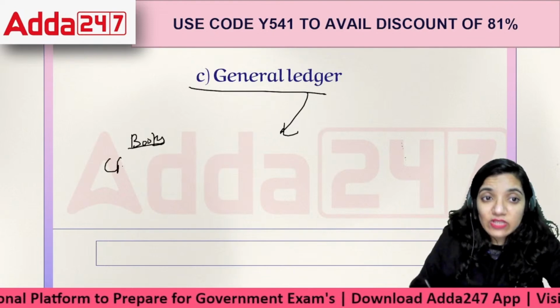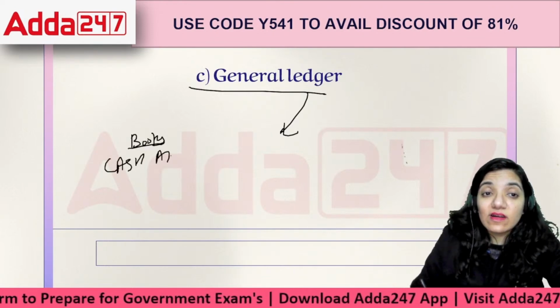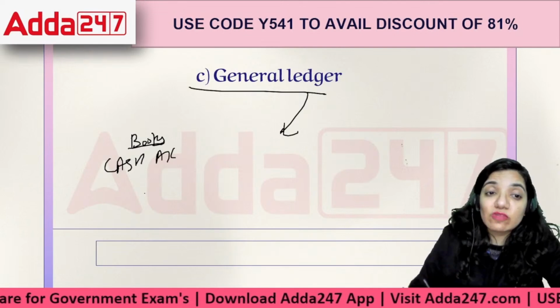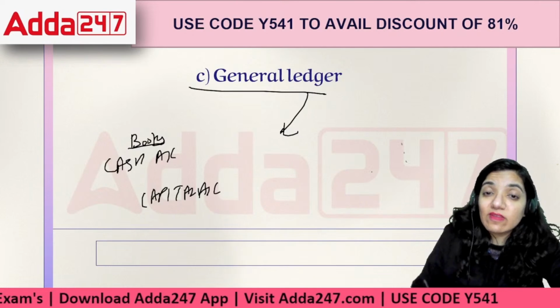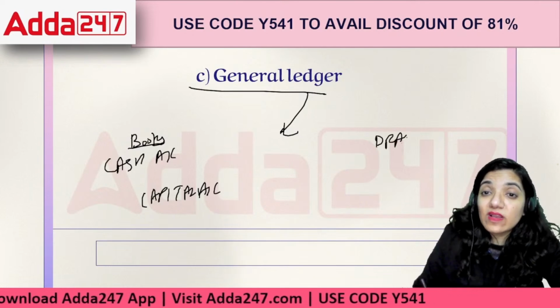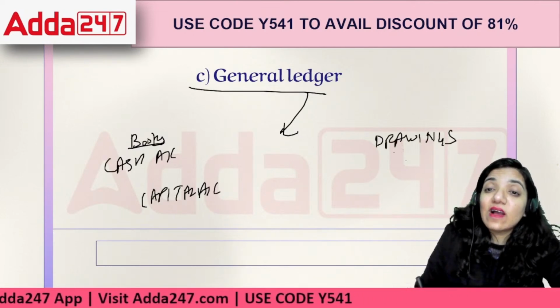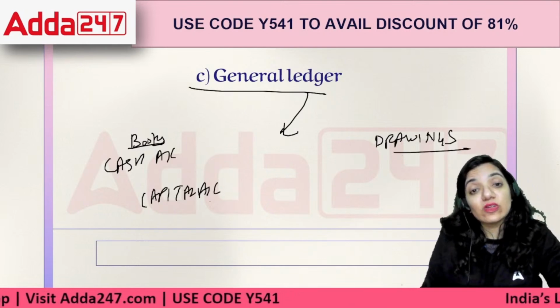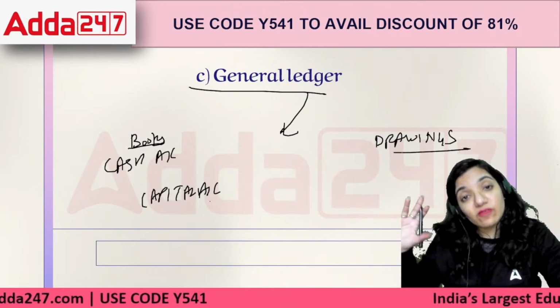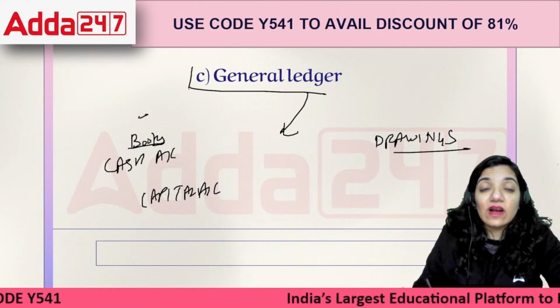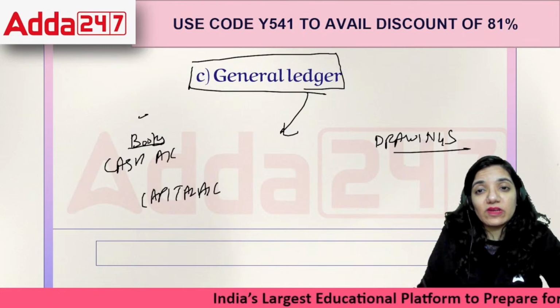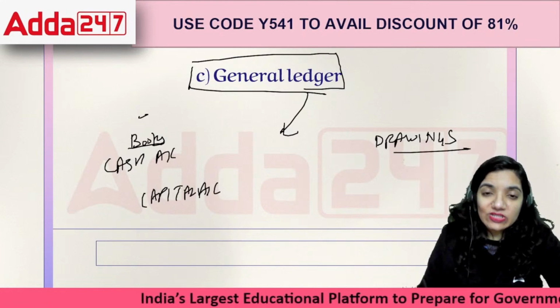If I take the cash account, here in the previous question we talked about capital. Now we'll prepare the capital account as well. Then we'll prepare the drawings account as well. Every single account which you find in your journal would be created in a tabular form, and all these tabular forms are covered under ledger. So it would be treated as a general ledger.